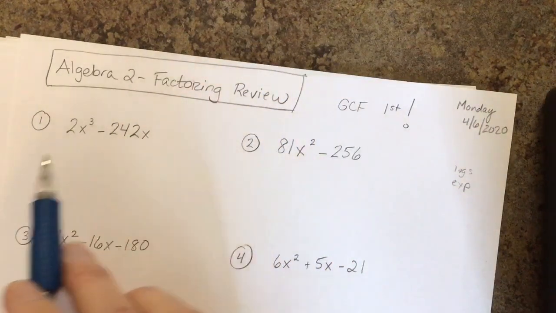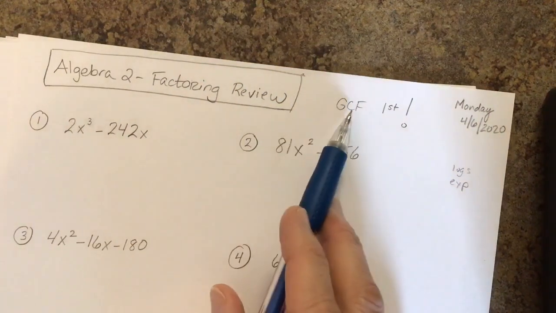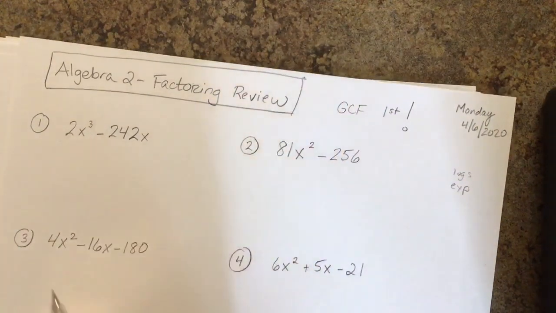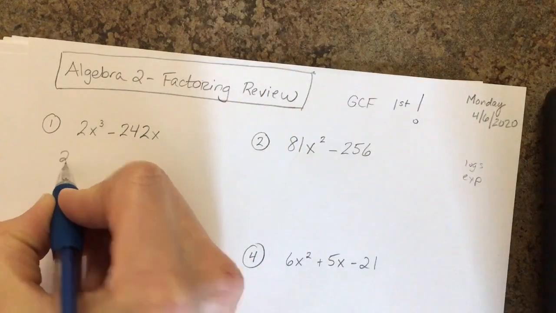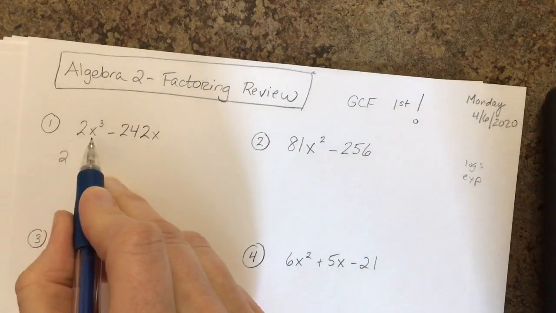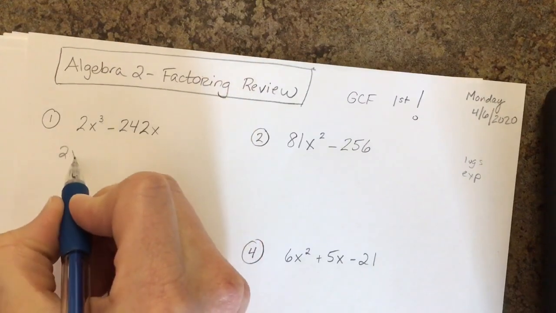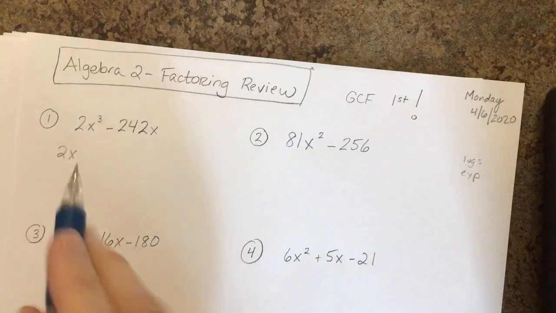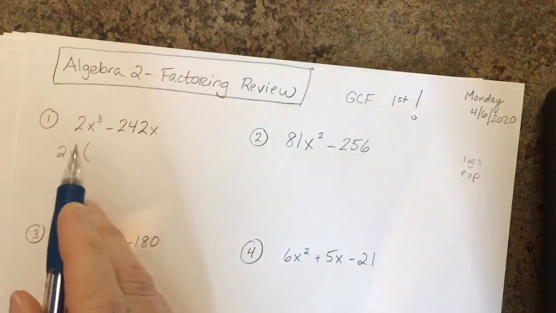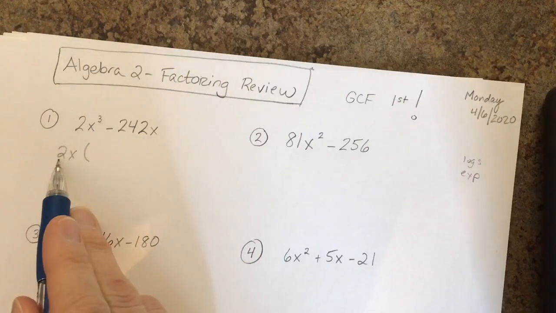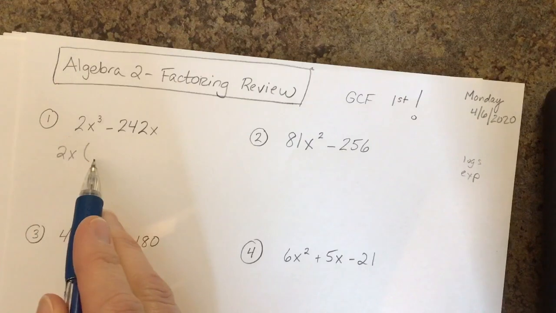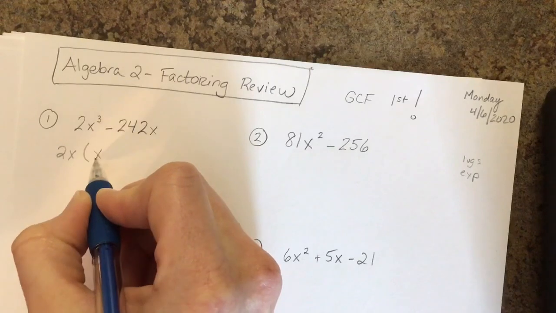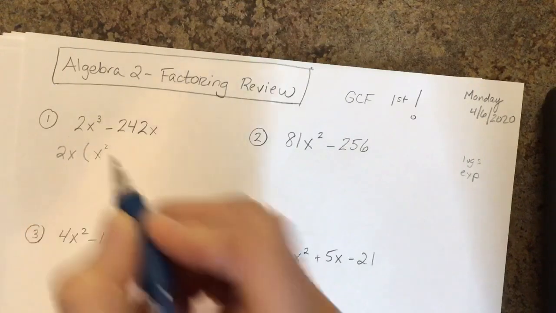The first thing we're going to do on number 1 is look for a greatest common factor, GCF, between these two terms. What do they have in common? 2, and what else? X cubed and X. They have an X in common. 2x is the GCF. Then we need a parenthesis. If you take the 2 out of 2, you're left with 1, which we won't write. If you take x out of x cubed, you're left with x squared.